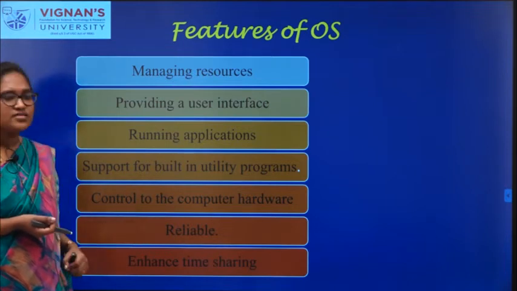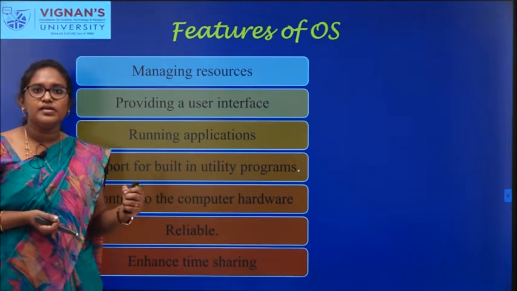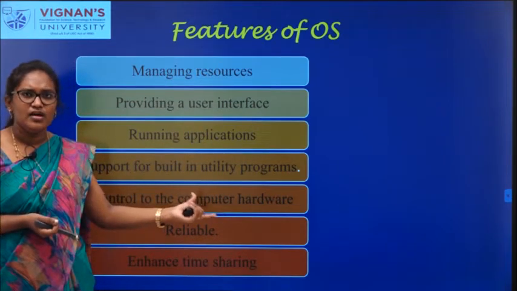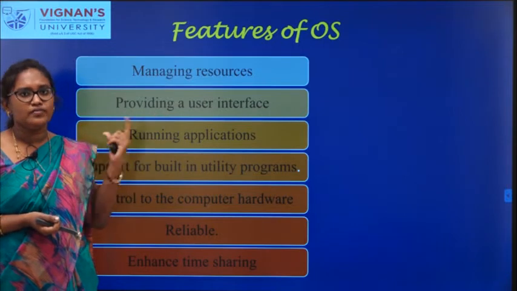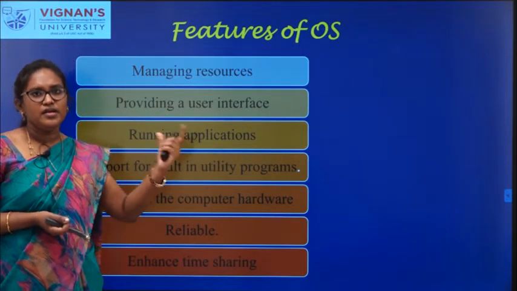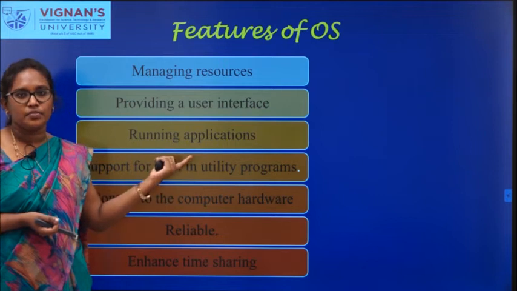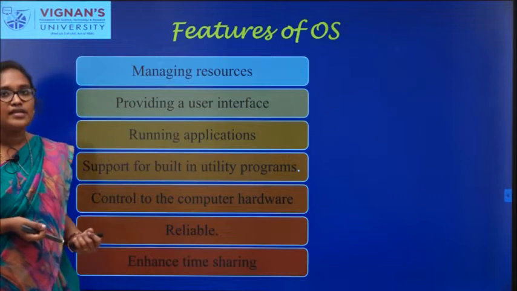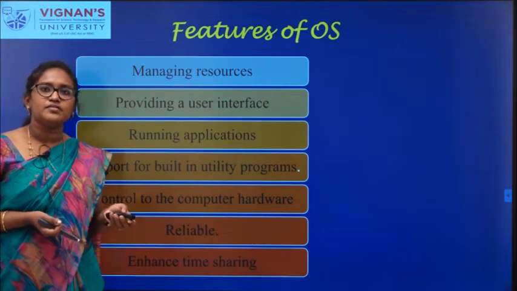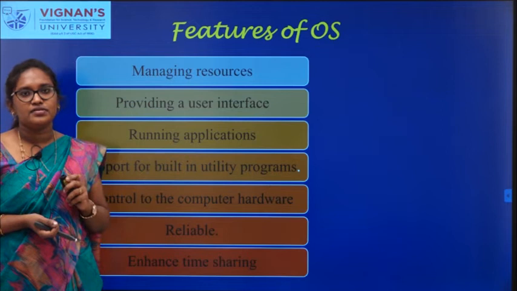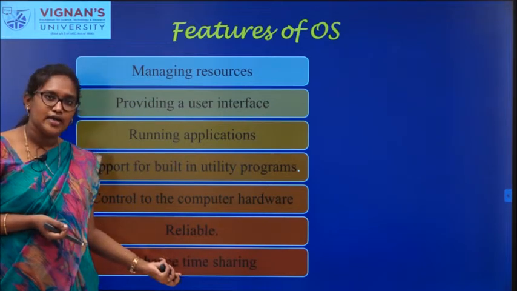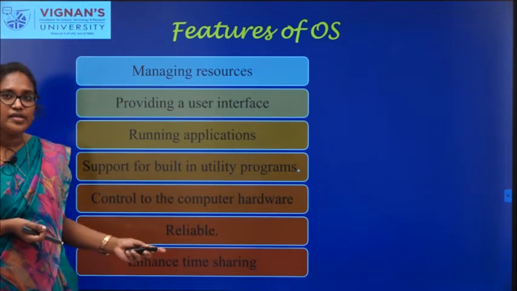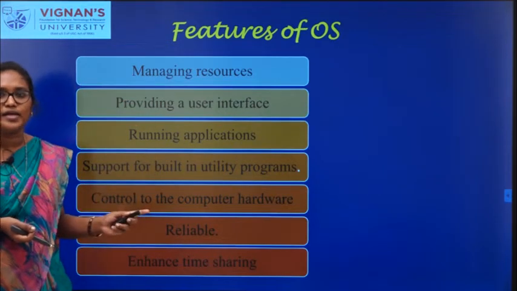Next one, it is reliable. Reliable means whatever instructions we are giving will surely be obeyed, and we can rely 100% on the work assigned to the computer if we have an operating system. Next one, enhances the time sharing. That means whenever we want to divide some time, that also will be done by the operating system. So these are the very basic features of operating system.